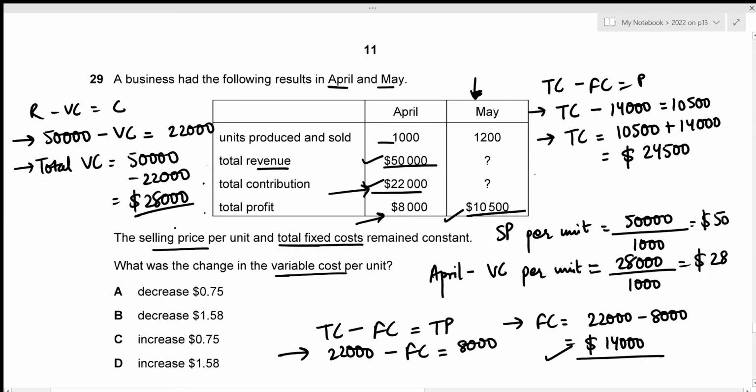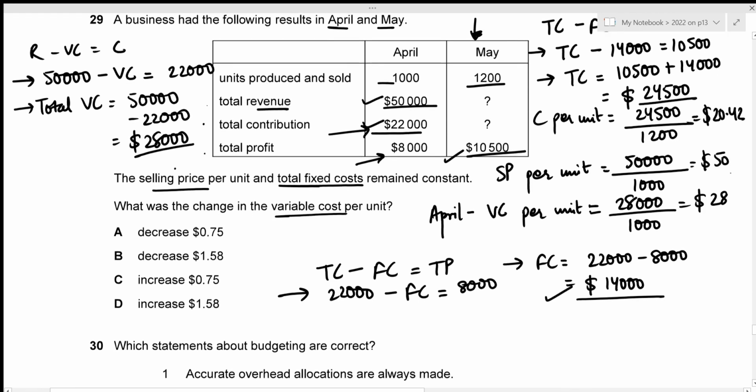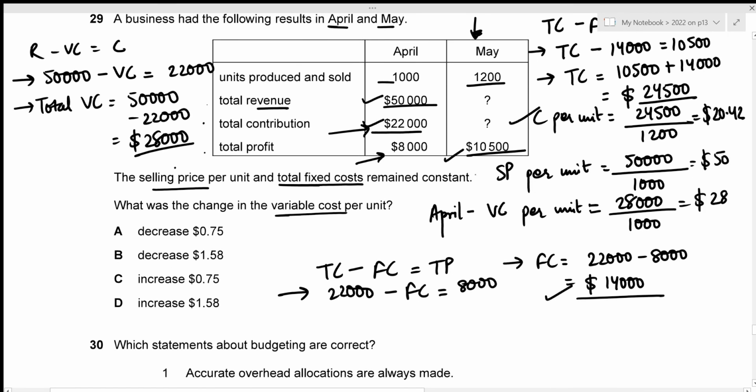Now we can figure out the contribution per unit for the month of May. That's the total value of 24,500 divided by the number of units for May, which is 1,200. This results in the value of 20.42. And from the contribution per unit and our sales price per unit, we can now figure out the variable cost per unit for the month of May. That is just the difference between these two. So that's selling price of 50 minus the contribution of 20.42. This gives the value of 29.58.